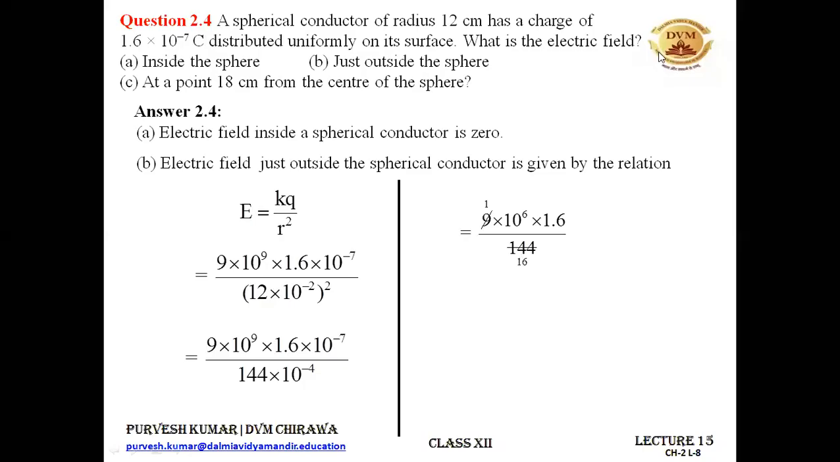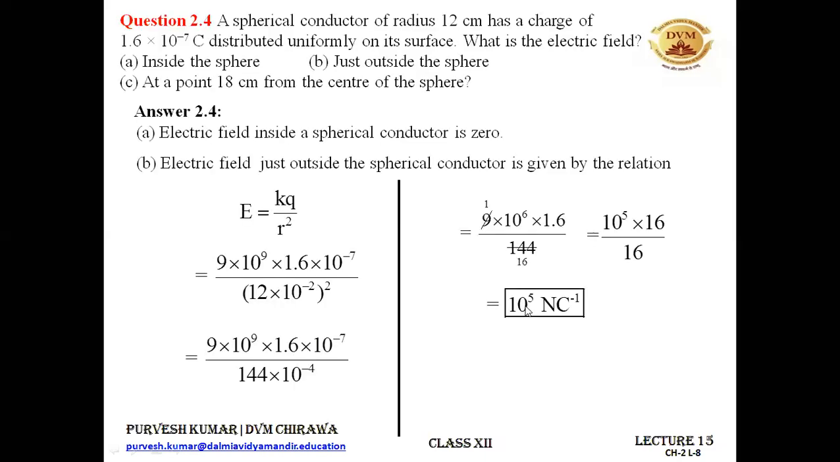So you can solve it out in this manner, that this 144, when you cancel it with 9, it will be equal to 16, and here 1 will be there. This 16 will cancel out with this 1.6. So you are left with only 10 to the power 5. All right. So what I have done in this one, I have taken 1 from this 10 to the power 6 and given it to 1.6. So it will become 10 to the power 5 multiplied by 16 upon 16. Cancel it out. You are left with 10 to the power 5 Newton per Coulomb.